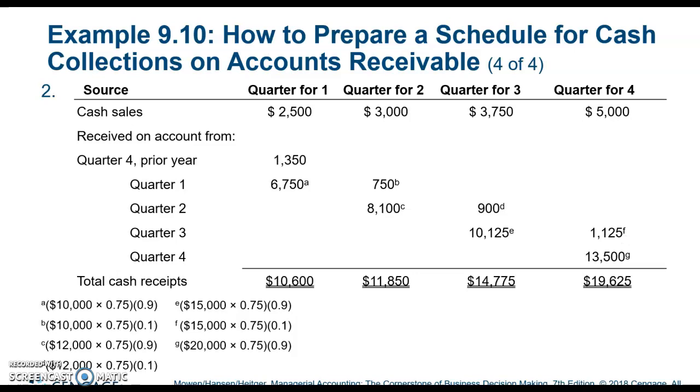Now in quarter 4, we said we were going to get $20,000 of total sales. $20,000 times 25% cash sales is $5,000. The $20,000 times 75% on-account sales is $15,000 total on-account sales. And out of that, 90% we expect to come in cash.